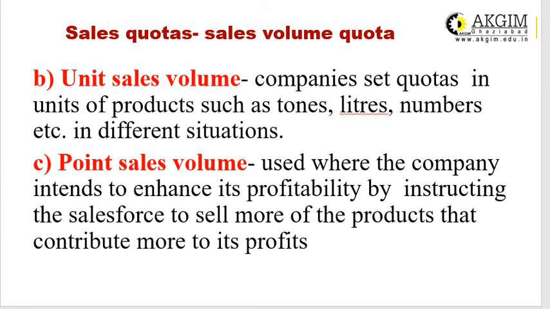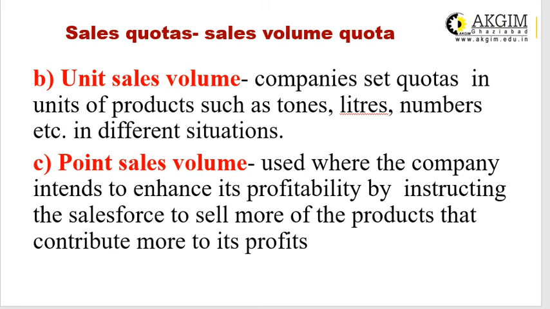Then you can come to the unit sales volume. In this, the companies set quotas in units of products such as tons, liters, numbers, etc. It actually covers three types of situation. One situation is when the salespeople are selling very few products. For example, a company markets only two products, that is CEW and ERW precision steel tubes to the business customers. This has been set as the sales quota for branch managers and salespeople in metric tons.